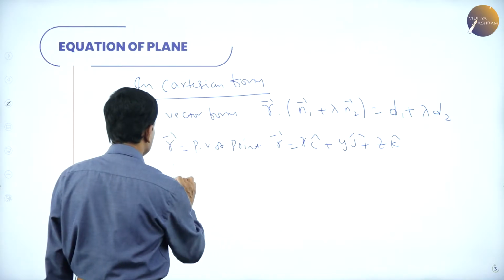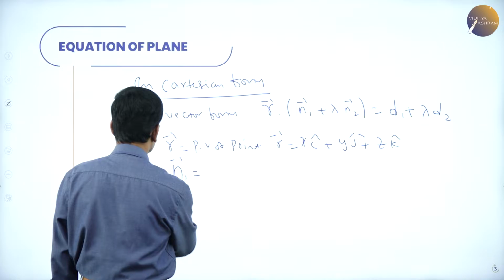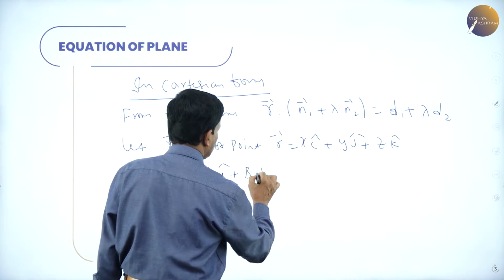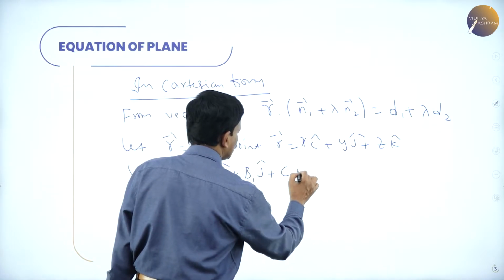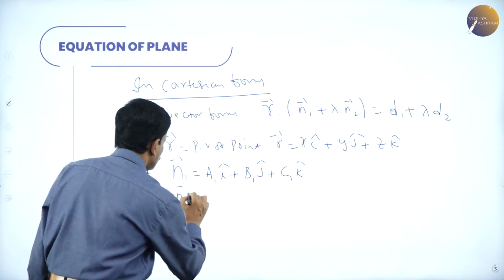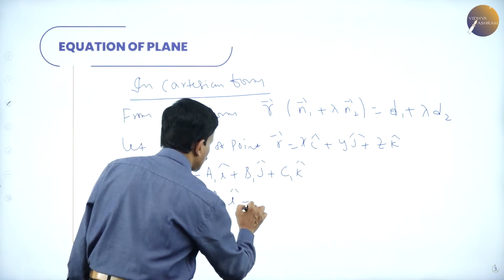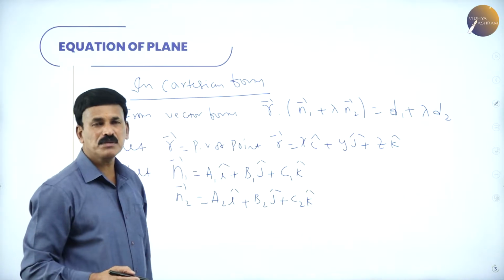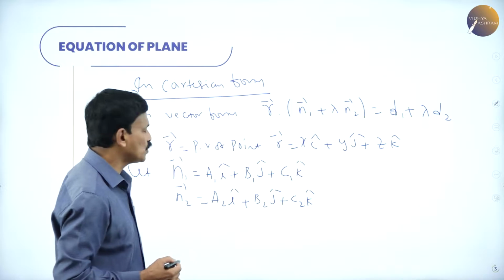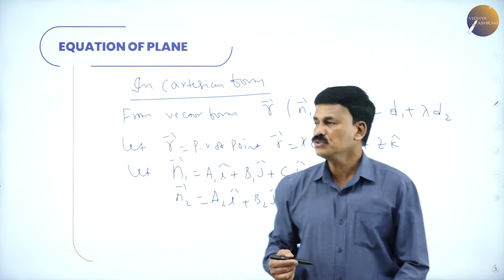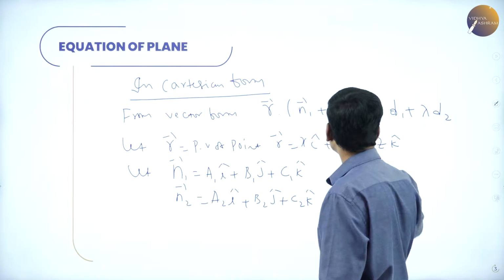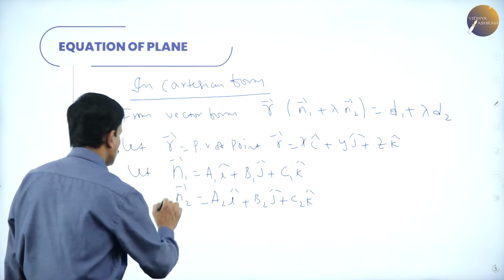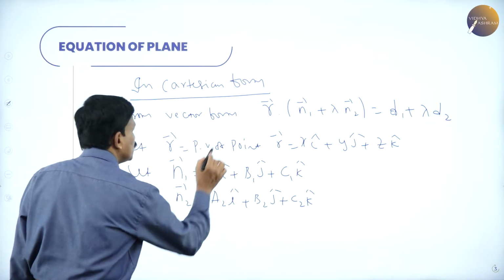Let n1 be equal to a1i plus b1j plus c1k, and similarly vector n2 is equal to a2i plus b2j plus c2k. Now substitute these values in the standard equation, and we will get the required answer. So this equation becomes r dot... what is r? r is nothing but xi plus yj plus zk.